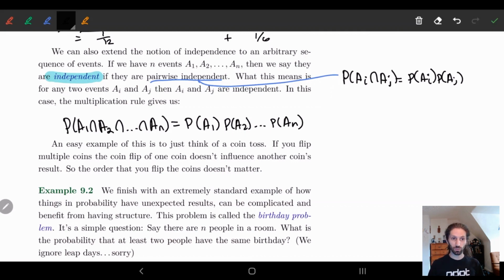In the next video, we'll talk about a very famous problem in probability called the birthday problem. This one blew my mind when I first heard about it. So hopefully you'll enjoy it as well. So I will see you then.